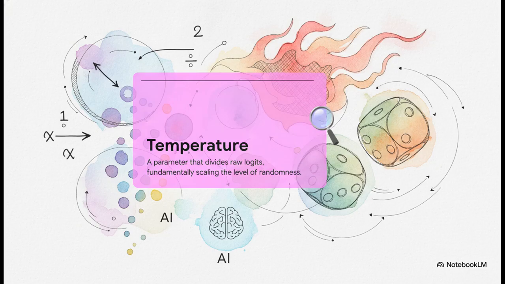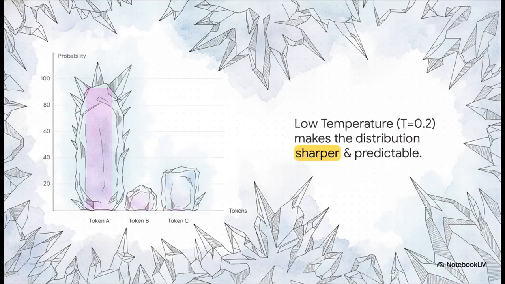Mathematically, it is beautifully simple. Temperature is just a number that divides the raw logits before they become percentages. If you divide by a tiny fraction, the gaps between the word scores explode and widen. If you divide by a large number, the gaps compress and the scores flatten out. You are mathematically altering how adventurous the AI is allowed to be. Let's actually see this controlled chaos in action.